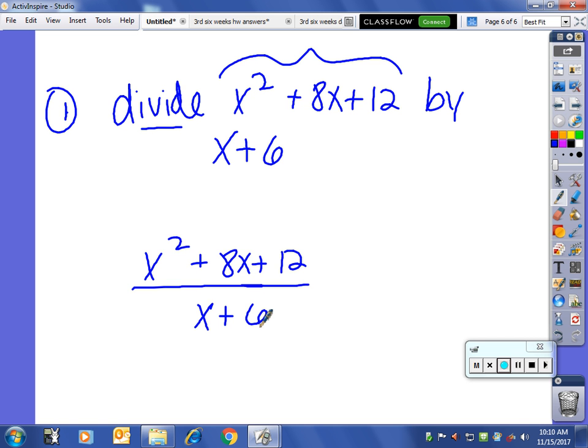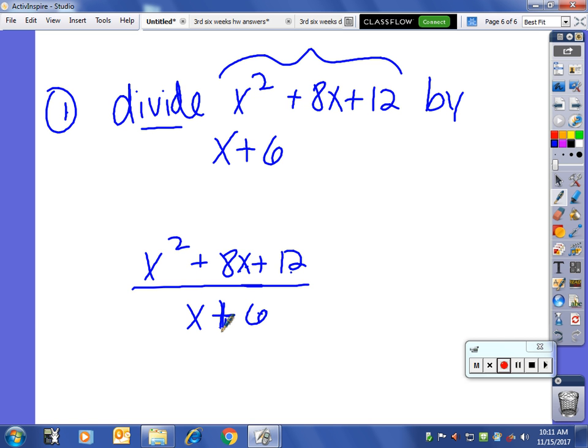the terms. Some kids are tempted to reduce the 6 and the 12, or maybe reduce these x's, or maybe this x and this x squared. And I'm telling you, you cannot do that, because the only way you can reduce a fraction is if you reduce a common factor.